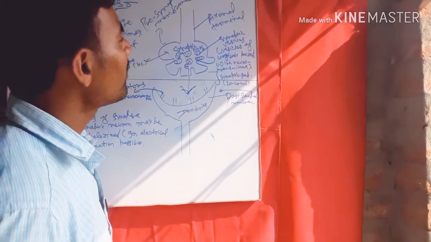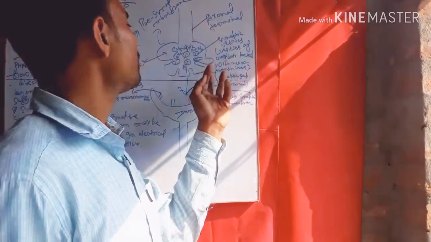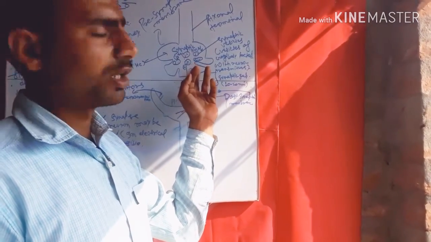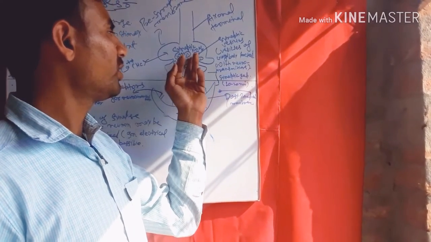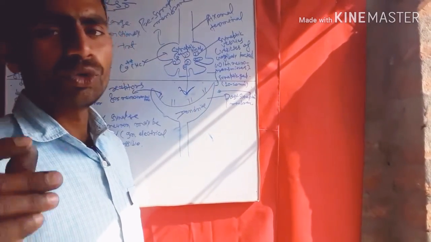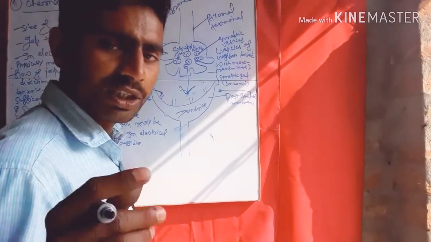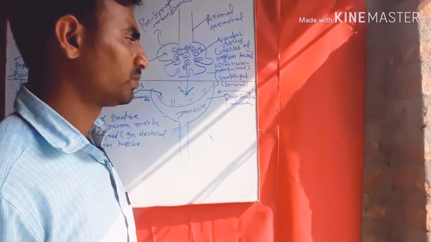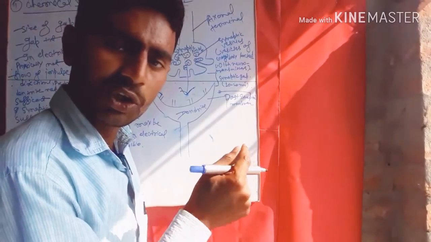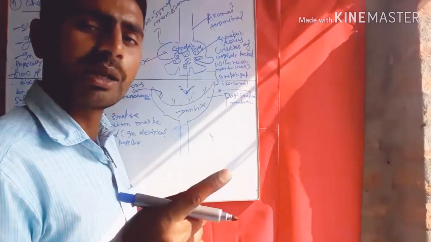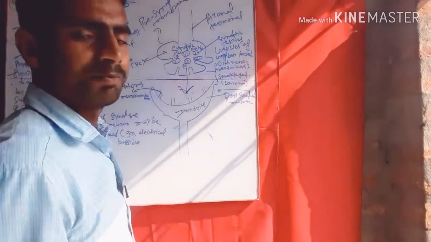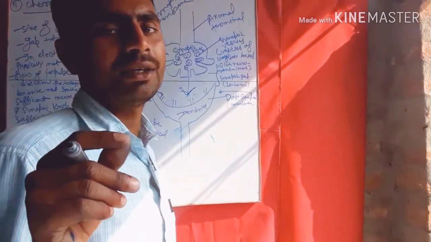Okay, you are seeing here that this is the axonal terminal, and on the terminal a synaptic knob is present, and inside the synaptic knob synaptic vesicles are present, vesicles of Golgi body packed with neurotransmitter. In the synaptic vesicles, neurotransmitter is present, and also in the synaptic knob a high concentration of calcium ion is present.